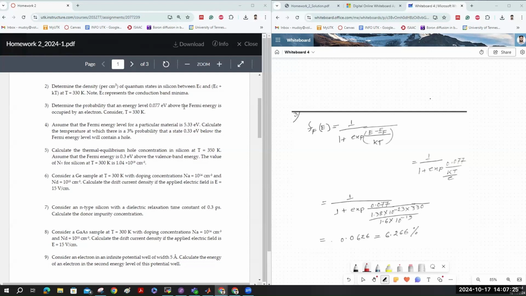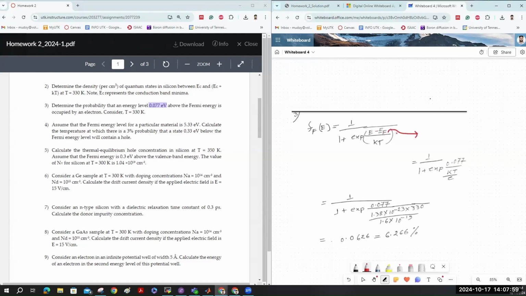0.077 electron volt above the Fermi energy is occupied by an electron. So what is this value? The energy level is this much higher than the Fermi energy. So this is E minus EF, the difference between the energy level and the Fermi energy level, which is 0.077. We have a straightforward formula for calculating the probability, shown here. So E minus EF equals 0.077 electron volt.